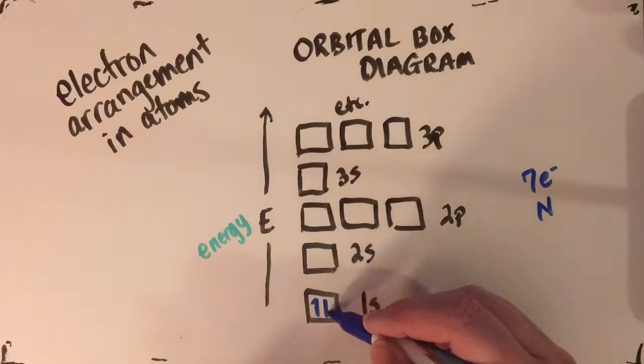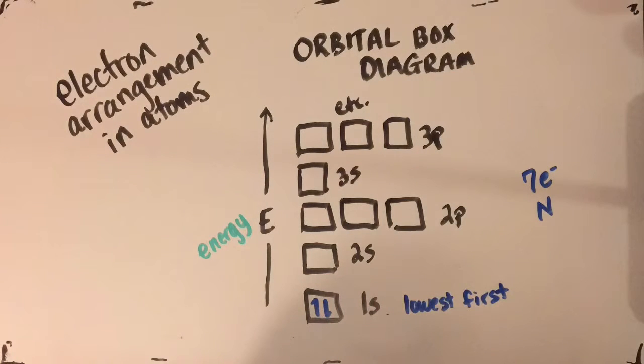We start by putting the electrons in the lowest energy orbital first. When it has 2 electrons, then it is full and we move on. Notice these 2 electrons must also have opposite spin.